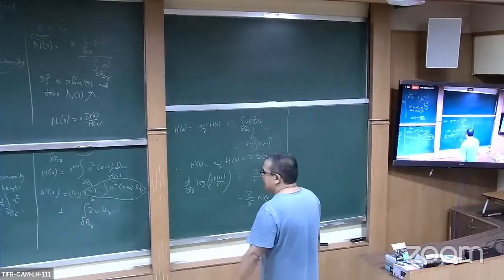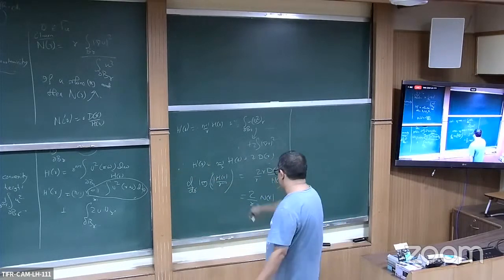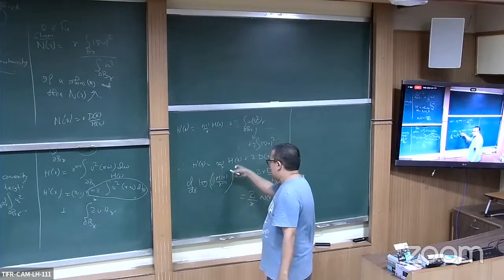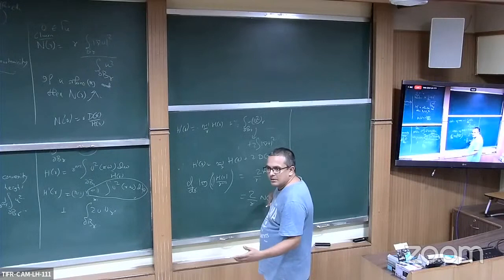So now, what I want to show is that this n of r is monotone. Okay? So this is what I have for the h prime. And what I need to know is that I need to differentiate this n.